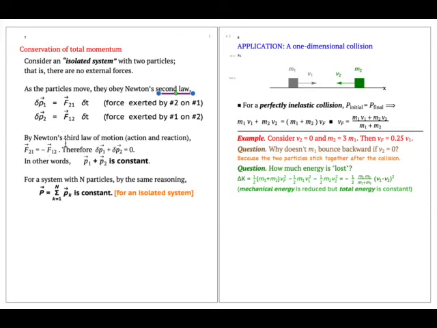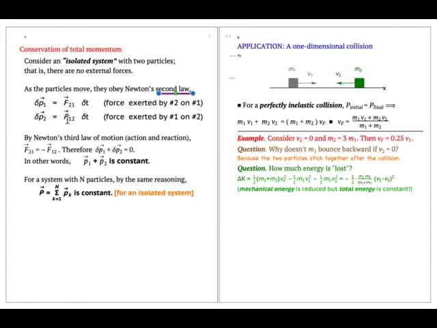Now, by Newton's third law of motion, the law of action and reaction, F21 is minus F12. That is to say, the forces are equal but opposite. So particle 2 exerts a force F21 on particle 1. At the same time, particle 1 exerts a force F12 on particle 2, and those are the action and reaction.